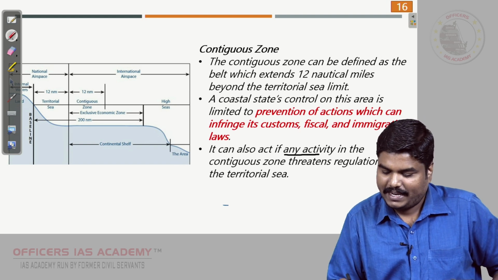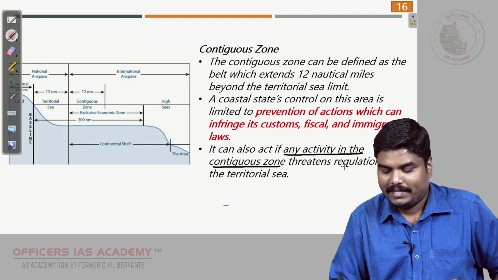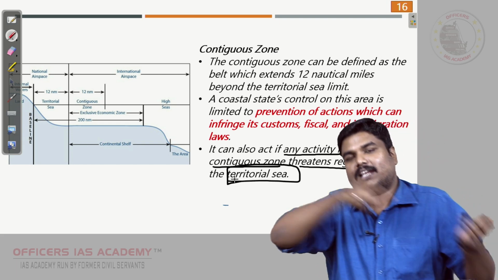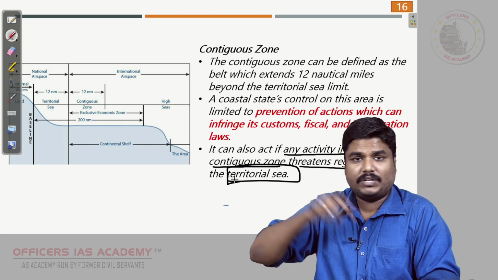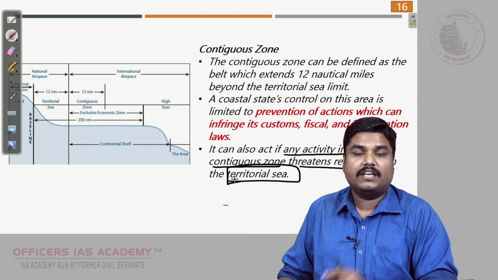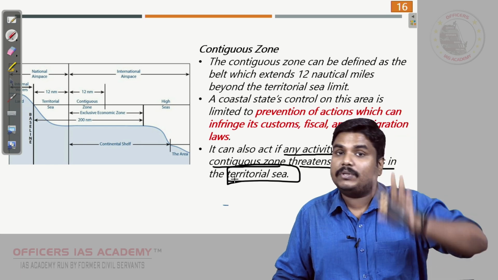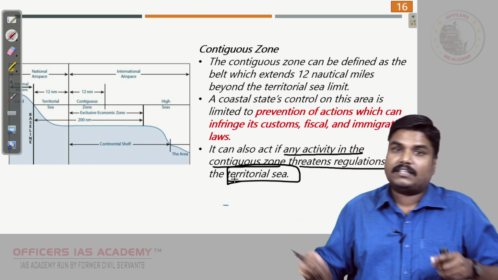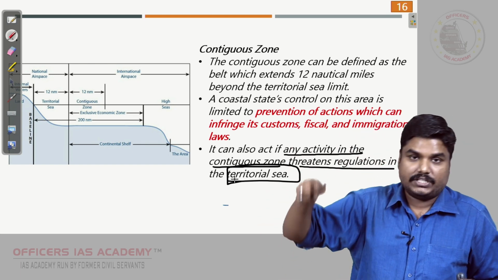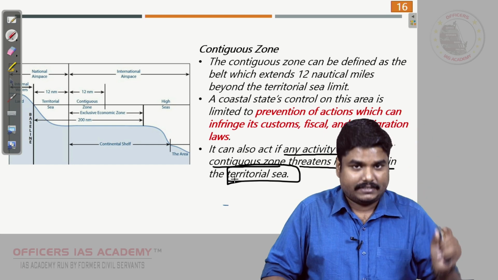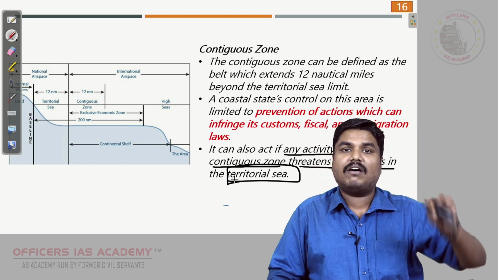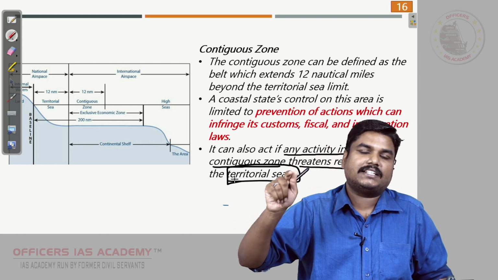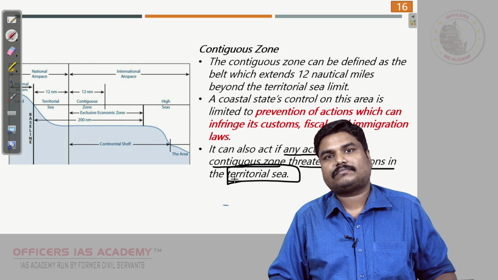If any activity in the contiguous zone threatens the territorial sea, then the Indian government can go and act. In a normal situation, we don't have any control over the contiguous zone. We have complete control over the territorial sea. But if there is some activity going on in the contiguous zone which is threatening the activities going on in the territorial seas, then we can swiftly take action in that contiguous zone.